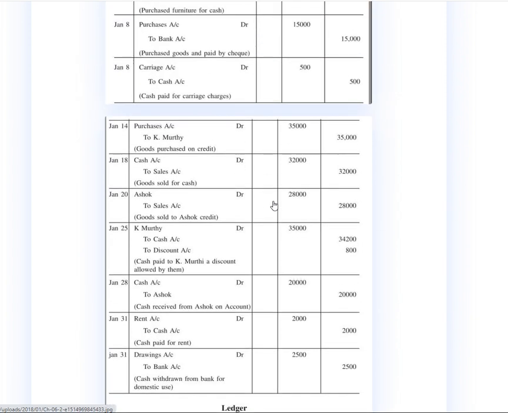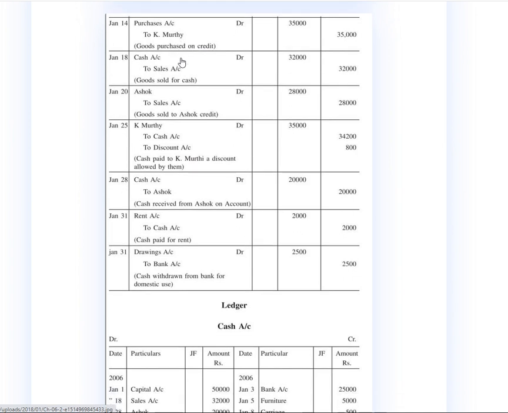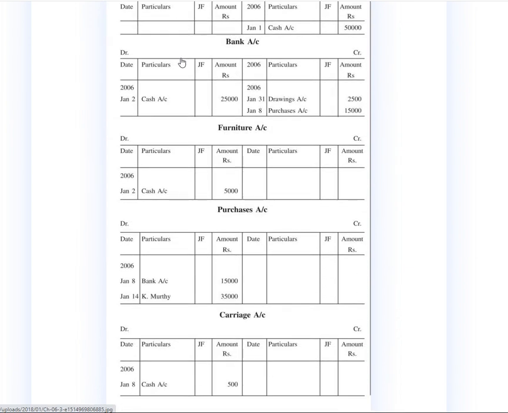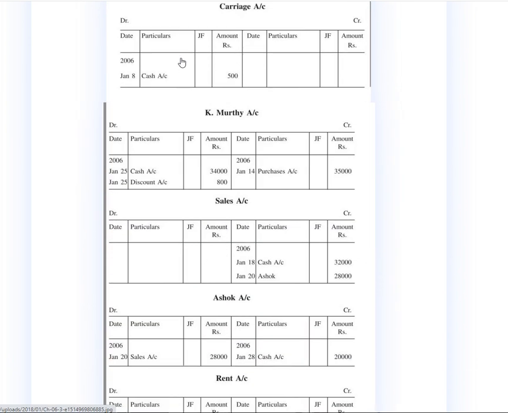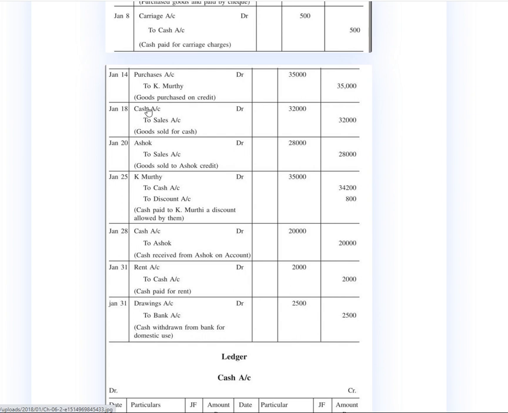Next, after January 8th, January 14th, you can see purchases account debit to K Murthy account. See, K Murthy is a person to whom we had to give money, right? We had purchased the goods and we had to give money. So purchases account we have. Now we have to open a credit account, that is K Murthy account. K Murthy account is being opened here, right? The journal entry is purchases account debit to K Murthy account 35,000.